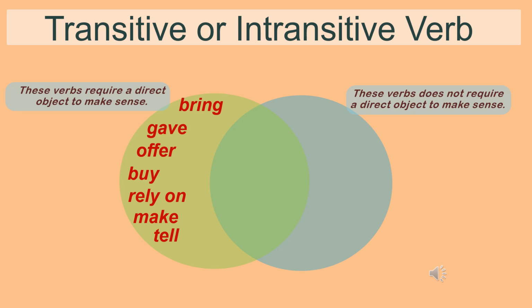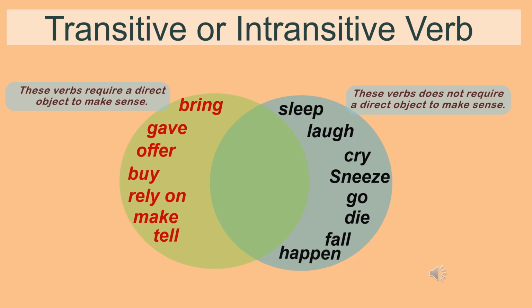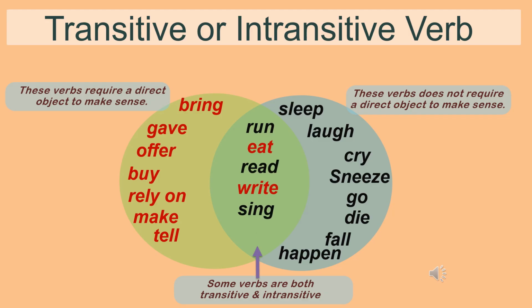Intransitive verbs don't need objects, they express complete actions on their own. Examples. The baby slept peacefully. No object. They laughed loudly. No object. Time flies. No object. Notice how sneeze, go, die, and happen stand strong alone. No extra info needed. Some verbs, like run, eat, and sing, can be both. It's all about context. Transitive, she sang a song. Object, song. Intransitive, she sang beautifully. No object. Ask, is there an object receiving the action?